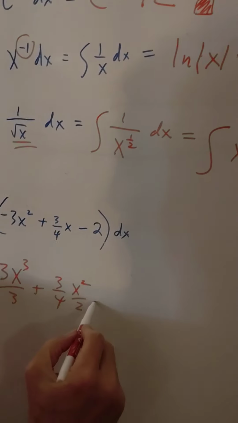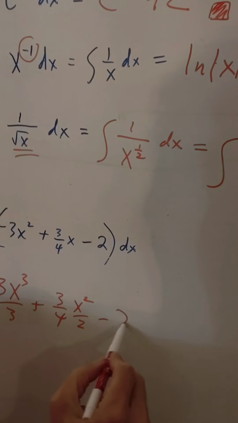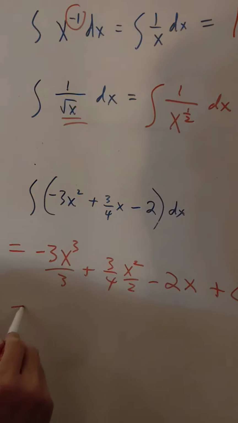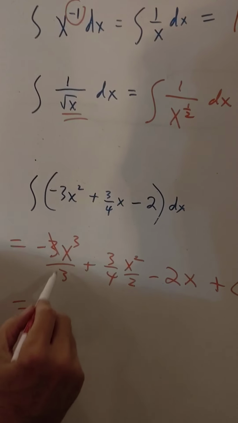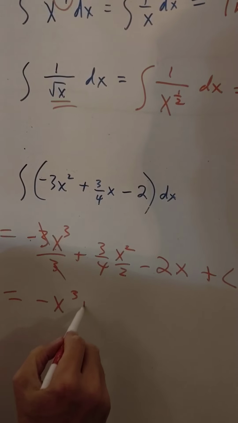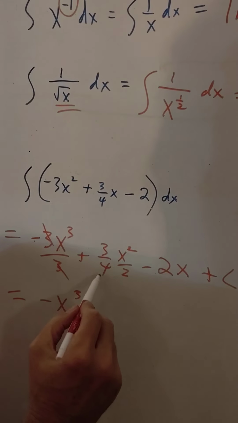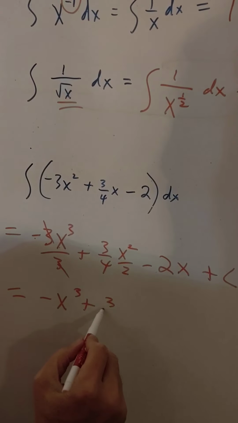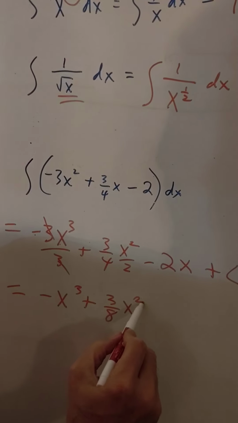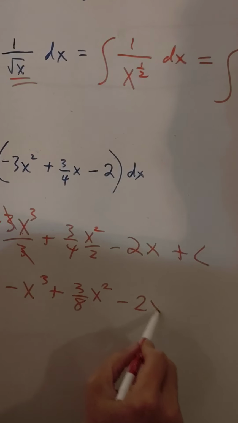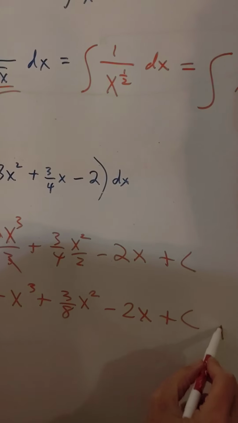And then minus the integral of a constant is going to be that constant times x. Now you write plus c, and then finally you always want to simplify when you can. The 3's cancel, so I get negative x cubed plus, and then what's 3/4 times 1/2? 3/8. So I'm going to pull out the 3/8 x squared, or you could write 3x squared over 8 minus 2x plus c, and we are done.